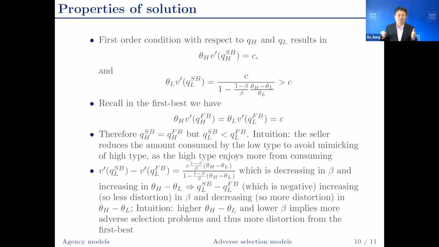If you have higher C_H minus C_L or lower beta, that means more adverse selection problems, because you're more concerned about high type lying to be low type or mimicking low type. When you have lower beta, you have more high types and fewer low types. And if you have higher C_H minus C_L, the information advantage of the high types is higher, because the types know about their C and you don't. The adverse selection is more severe and there will be more distortion from the first best.